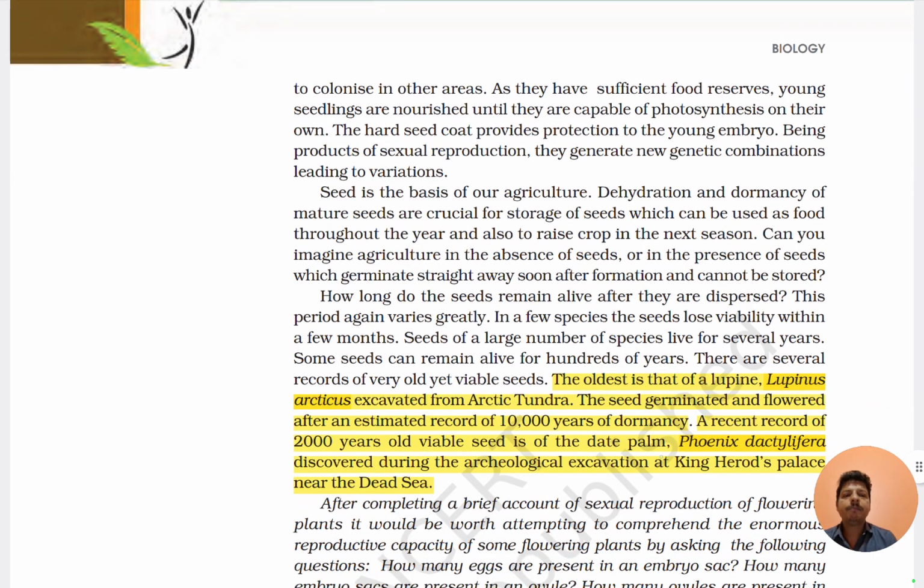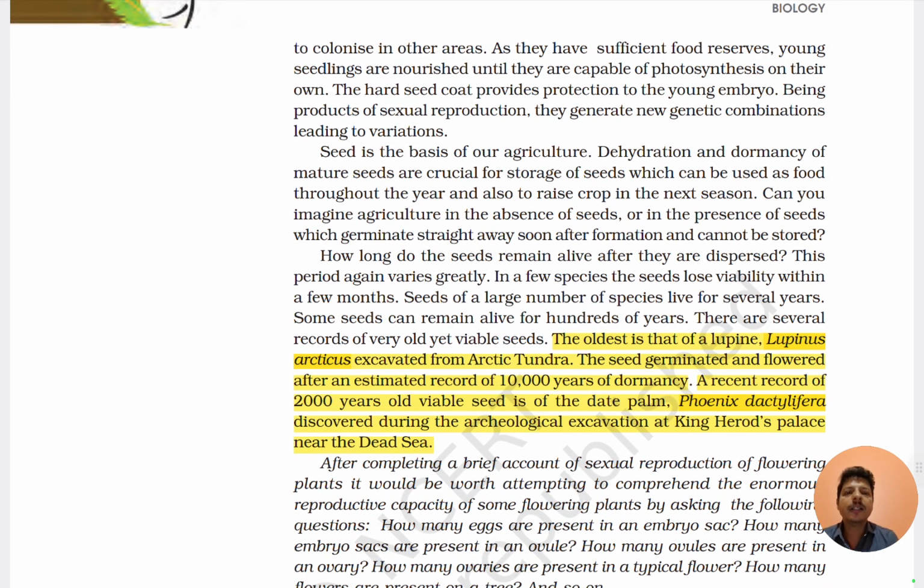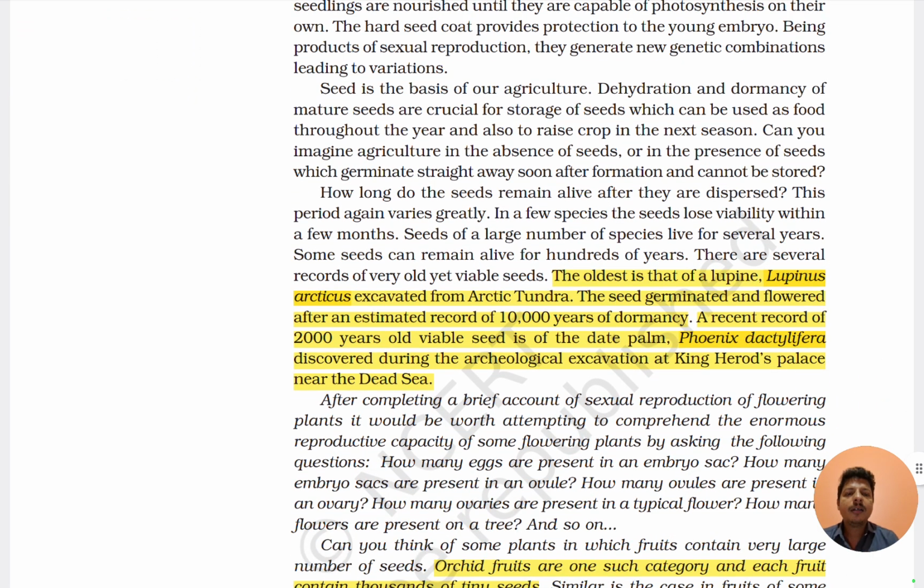Coming to seed, here are the points given. The oldest is that of lupine, Lupinus arcticus, excavated from the Arctic tundra, and it can be estimated that the seed germinated and flowered after an estimated record of 10,000 years of dormancy. Also a record of 2000 years old is the date palm, Phoenix dactylifera, discovered during the archaeological excavation at King Herod's palace near the Dead Sea.